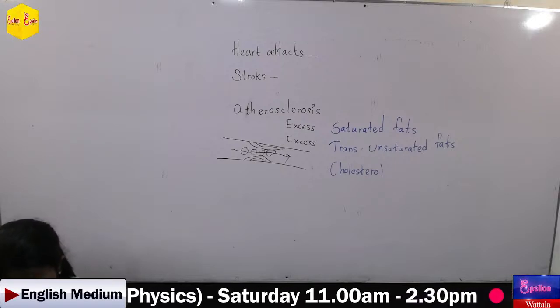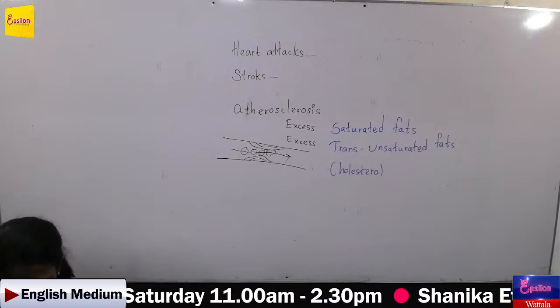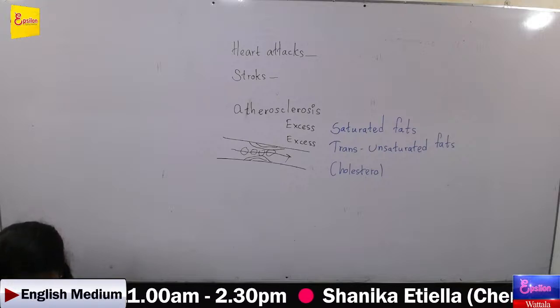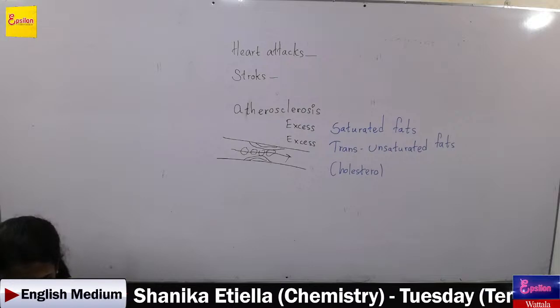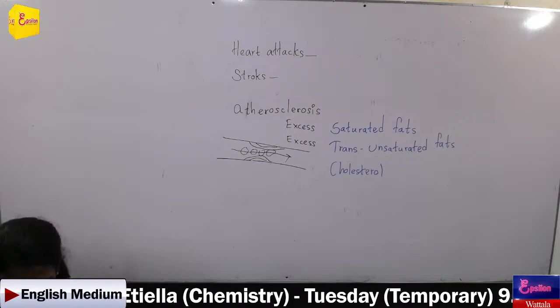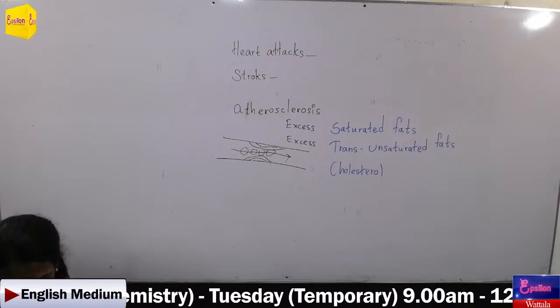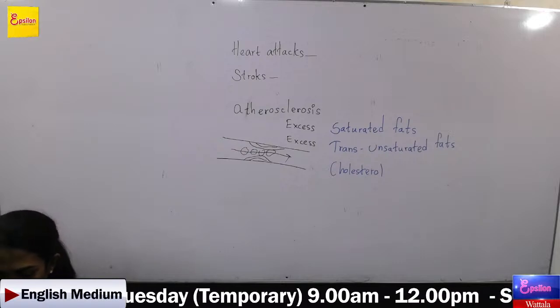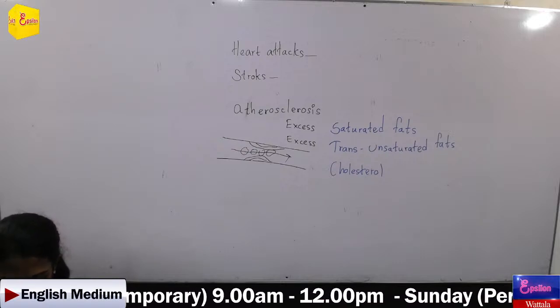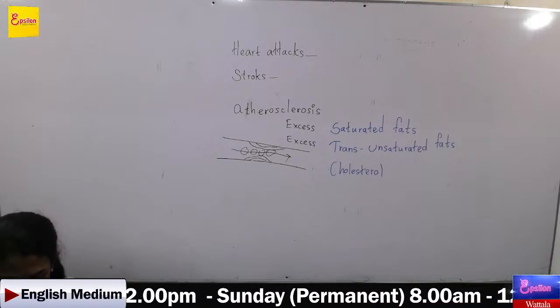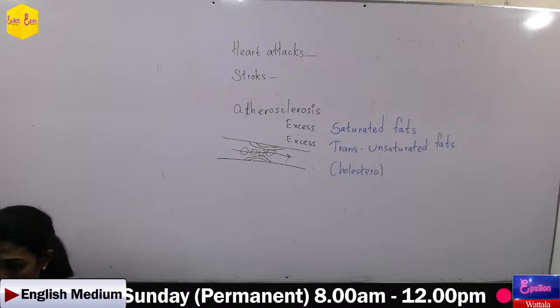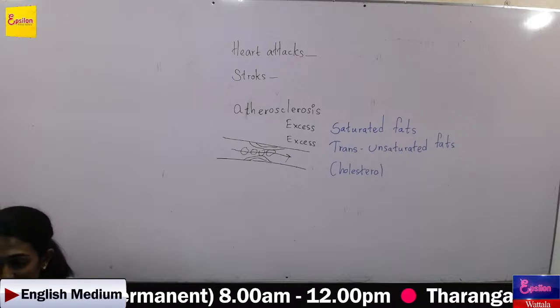They have given examples: margarine, vegetable shortening, ghee, fried foods, baked goods such as crackers, biscuits and pies. Those are having trans unsaturated fat. So more consumption of those also is not good for your health, right? So you have to be very careful about what you eat. Nowadays we are not thinking much also, no? We are eating a lot.